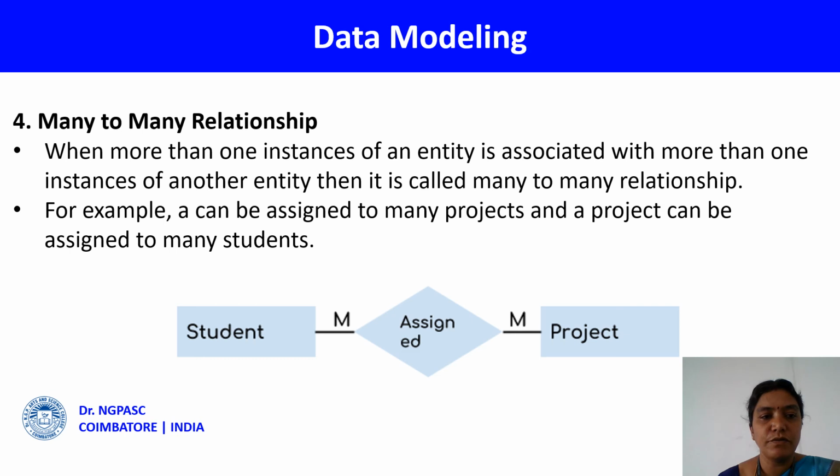The fourth one is many to many relationship. Here we have many to many relationship, that is, on both the entities we have many to many relationship. A student may be assigned many projects and many projects may be assigned to the students. So here in this case, we have different entities.